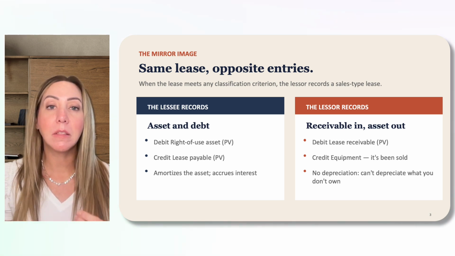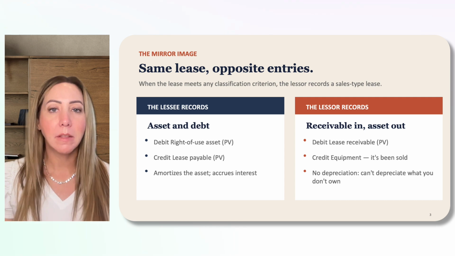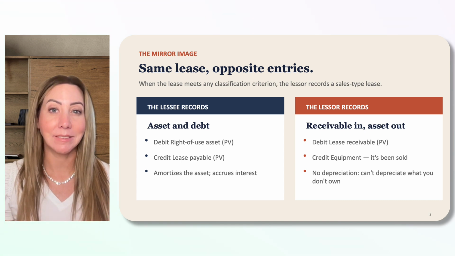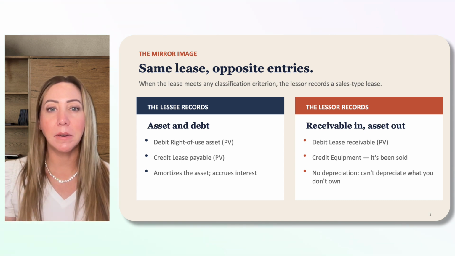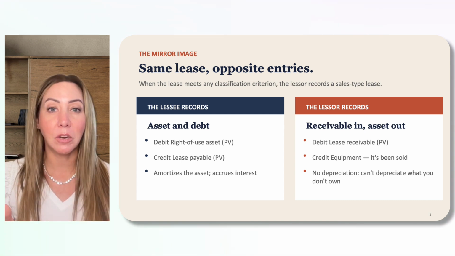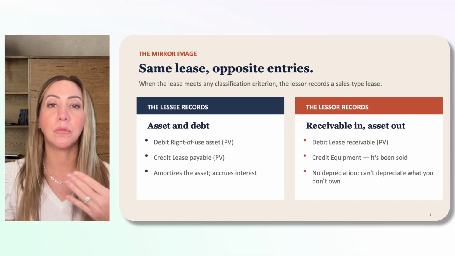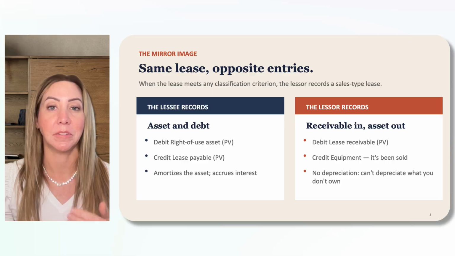And that leads to a detail that shows up on every test. After inception, the lessor records no depreciation. Think about why. Depreciation is simply recognizing the cost of buying something, but you can't depreciate an asset you no longer own. The equipment has been de-recognized, replaced on our books by a receivable. Depreciation is the lessee's problem now, in the form of a right-of-use asset amortization.